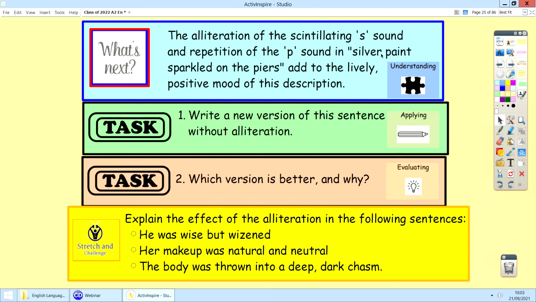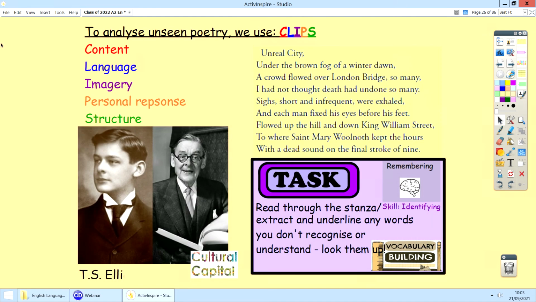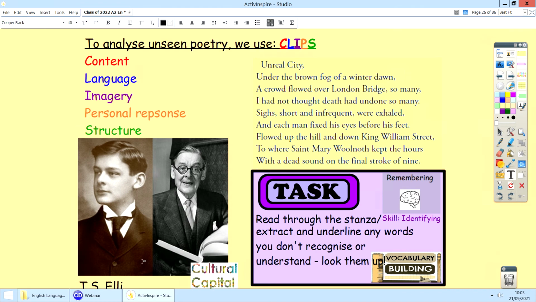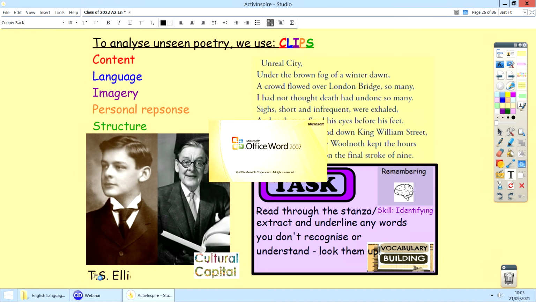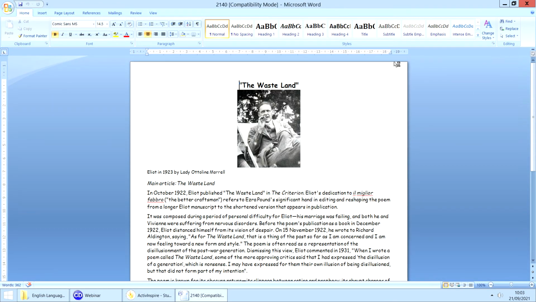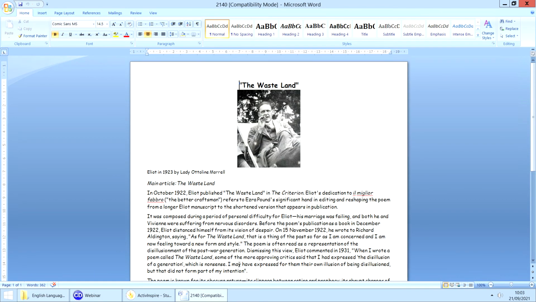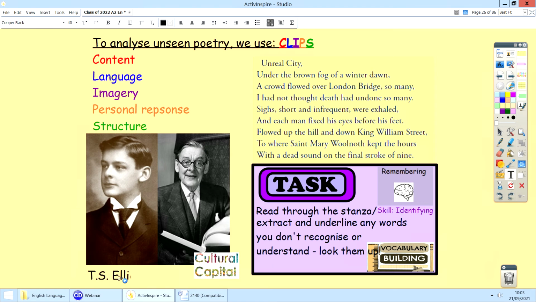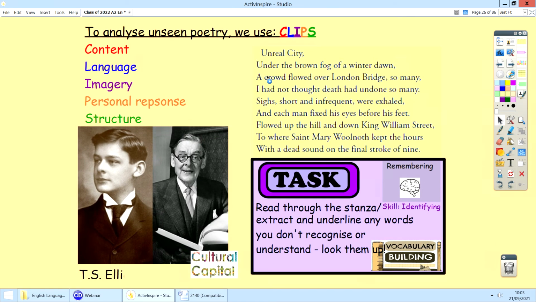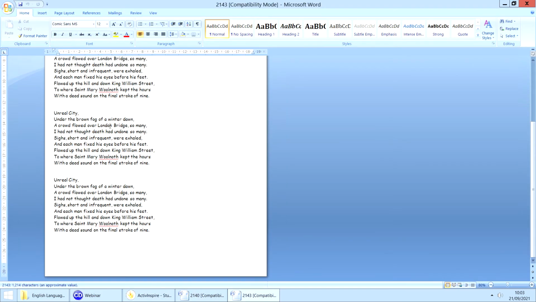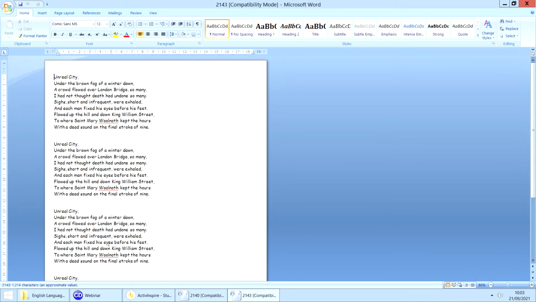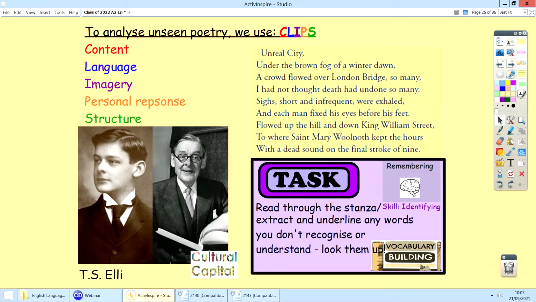Well done, darlings. I'm going to assume that you've done that. So, what we needed to do, we needed to have a look at poetry. And what we're going to do is this document here, The Waste Land, is going to be in the shared area that you can then complete. This is T.S. Eliot, this guy here. And he wrote this here, this Unreal City. We're going to have a look at this stanza. So this is also available for you to print off, save you copying out so you can make notes.